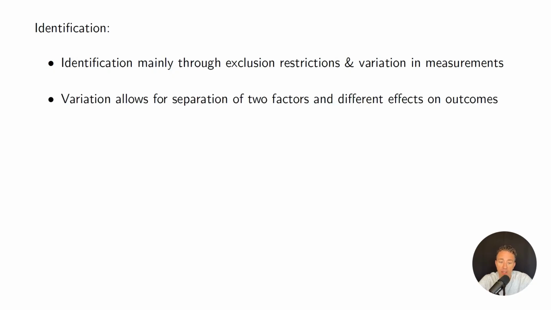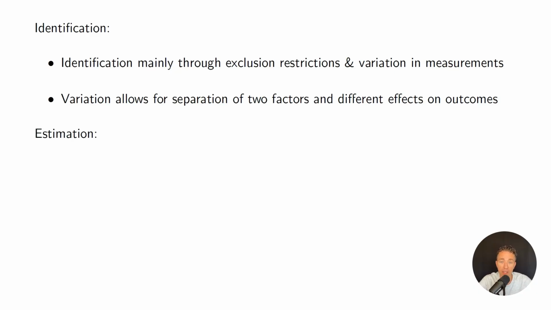And so the idea is that with sufficient variation in the right places of the model, then I can separate these two factors from other unobservable effects on the outcomes. And you can consult the paper. There's a big table, I think it's table 2, that has the exhaustive list of all the exclusion restrictions that they're imposing.